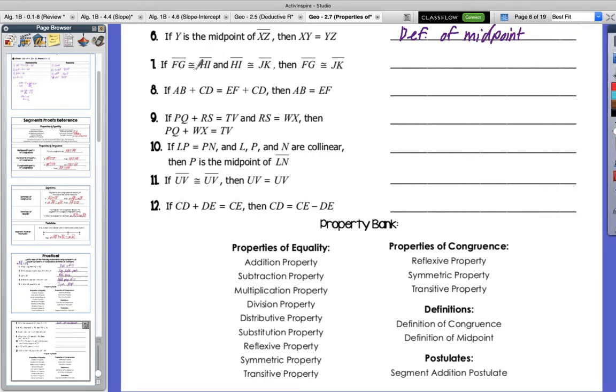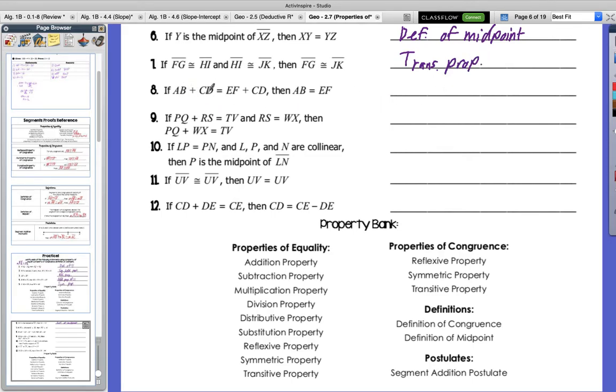If segment FG is congruent to segment HI, and segment HI is congruent to segment JK, then segment FG is congruent to segment JK. Well, they're both congruent to segment HI, so now they're congruent to each other. Kind of cut out the middleman, segment HI, so this is our transitive property.